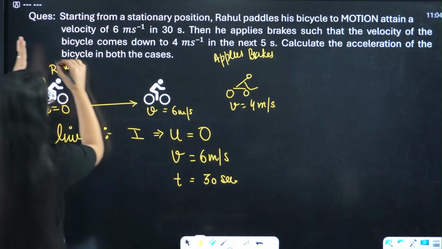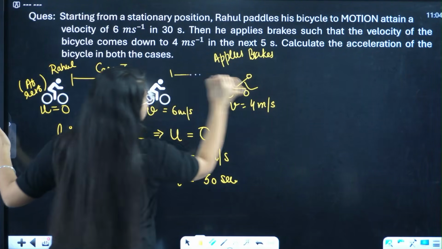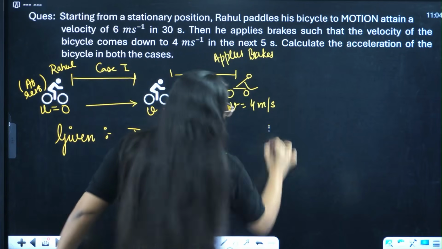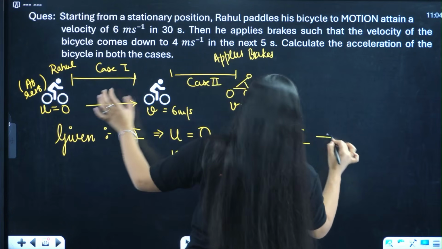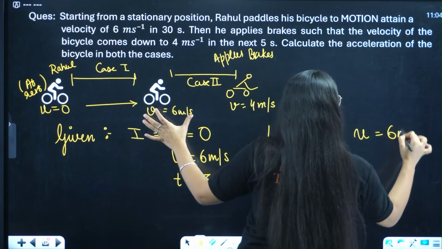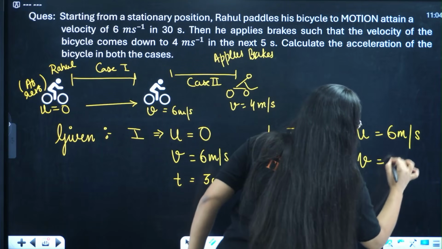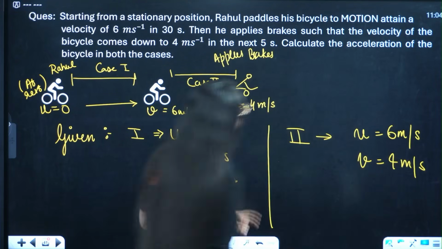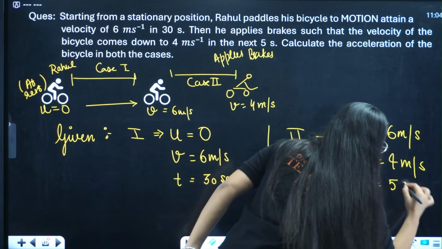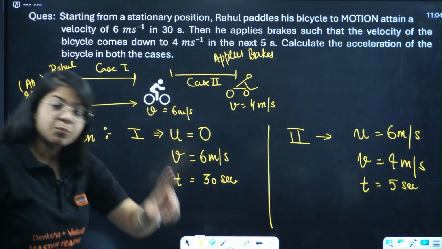So this will be your case 1 and then this will be your case 2. Understood? Now what is case 2? According to case 2, it starts from here, right? Now the speed is 6 meter per second, but that is your initial speed. And the final speed will be 4 meter per second in the next 5 seconds. So time here will be 5 seconds. We need to calculate the acceleration of the bicycle in both the cases.